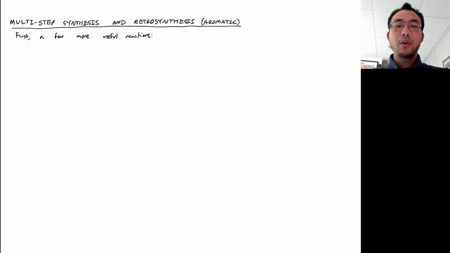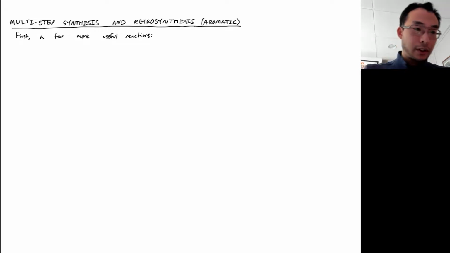In this video, we will first learn about some more reactions, most of which relate to aromatic rings. And then we will talk about multi-step synthesis, which is the process of doing multiple reactions in a row and getting to a product. Importantly, what we're going to talk about is retrosynthesis, which is the design of those synthetic pathways given an end goal in mind.